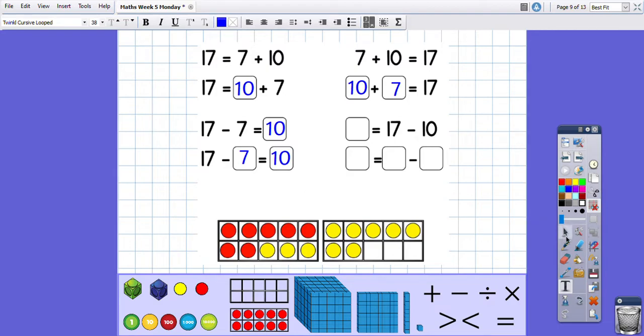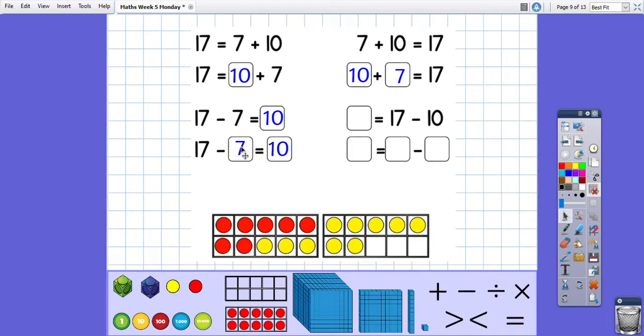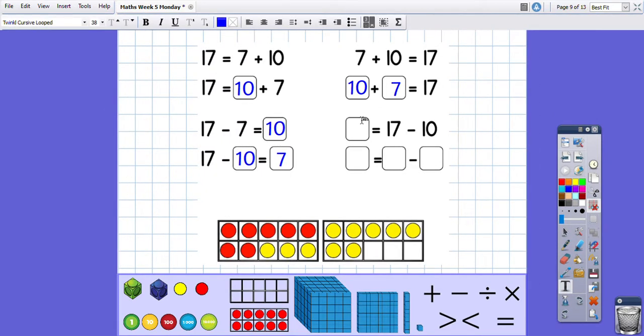What's Miss French done wrong there? I've done the same sum. I know that it should be that way round. Did anybody else make the same mistake? I know that that has got to be 17 because that is just my addition sum, but written backwards, which is okay. So I know in that case the biggest number goes there. And then that's going to be 10 take away 7. I hope you all got those right. Well done if you did.